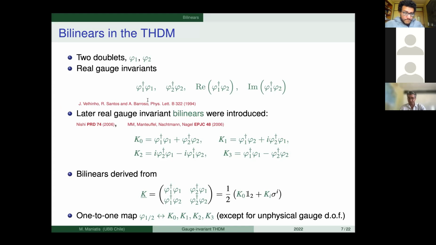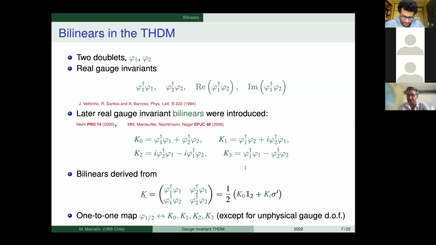But then later in Heidelberg, we introduced these quantities for the doublets in this special way, K0, K1, K2, and K3. And then we can show that there's a one-to-one correspondence between the doublet fields in this case. These are now these bilinears I want to talk about. Instead of talking about the doublets, we talk now about this case, and there's a one-to-one correspondence.